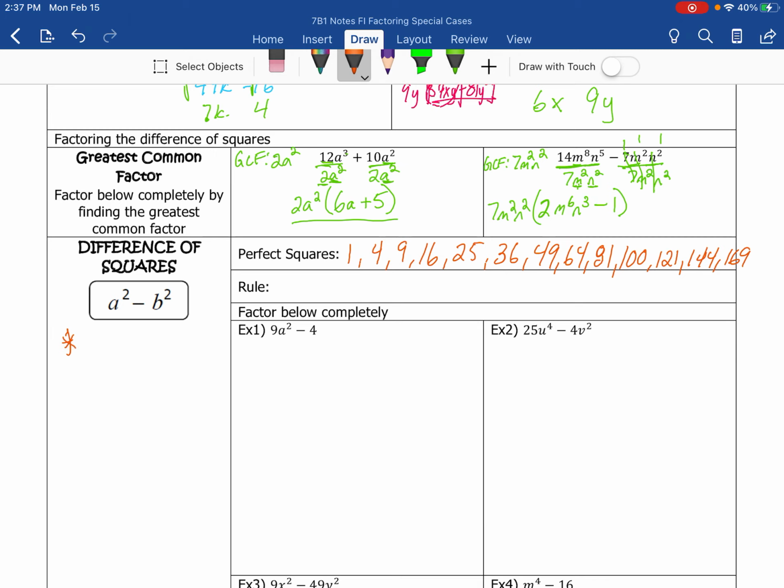Okay, so when you're given a squared minus b squared, this is called the difference of squares. So it must be subtraction to use this. So that's the first thing.